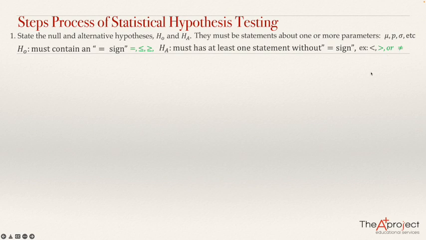When the alternative hypothesis has several statements, in this example that I already did, we have only one statement in the alternative hypothesis. But later you're going to see that an alternative hypothesis will sometimes have statements about several parameters. Second, we need to set a significance level, so that will be alpha.